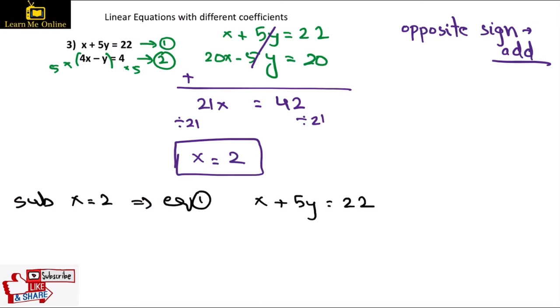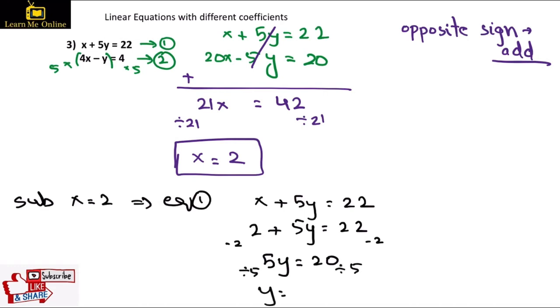Because the x is 2, you write down 2 plus 5y equals 22. You minus 2 on both sides, so you would have 5y equals 20. To find the y value, you divide by 5 on both sides, and how many 5s make 20 would be 4. Again, my last step is always to write down the values together. So we found the x and the y value, which is 2 and 4.